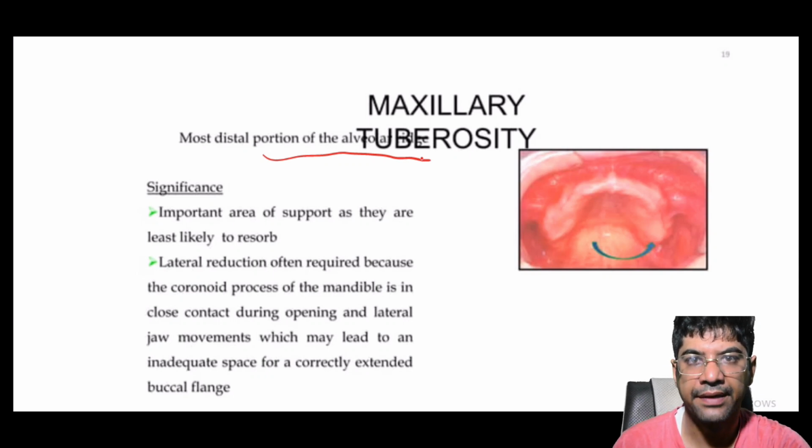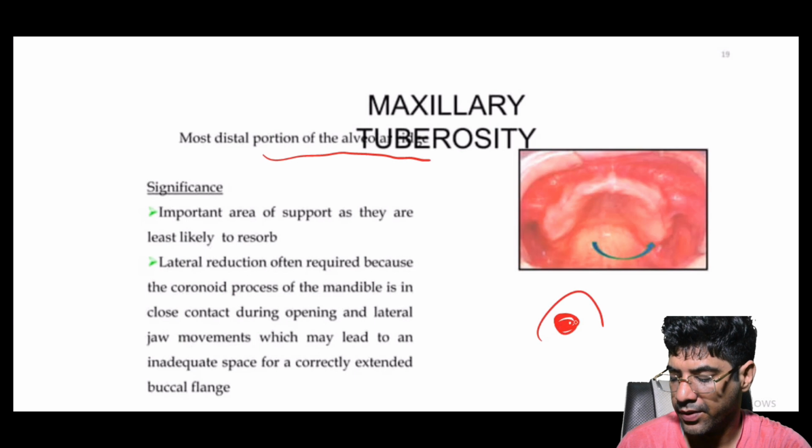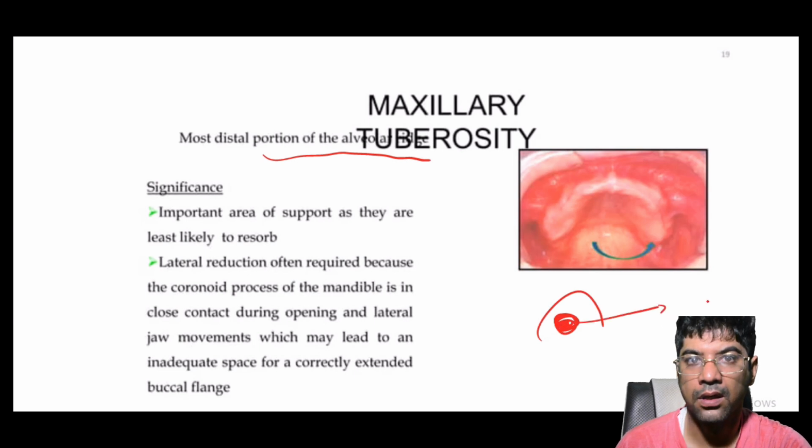So what should be done if a palatal torus interferes with the posterior palatal seal? Remember, if there is a torus over the posterior palatal seal that interferes, it should be removed to ensure an effective seal and prevent discomfort or impact on the fit of the denture.